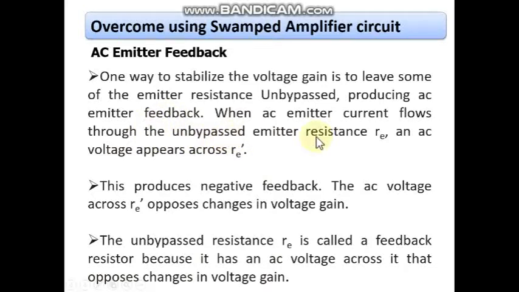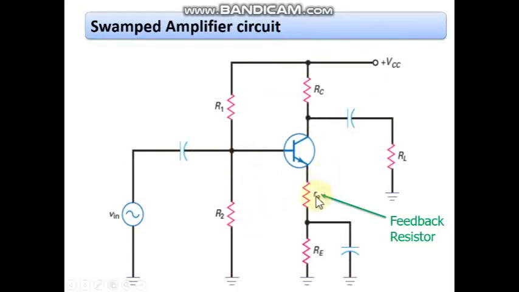When the emitter current flows through the unbypassed emitter resistance RE, an AC voltage appears across RE, not RE dash. So here it is not RE dash, here it is RE. Now what is this RE we are talking about?